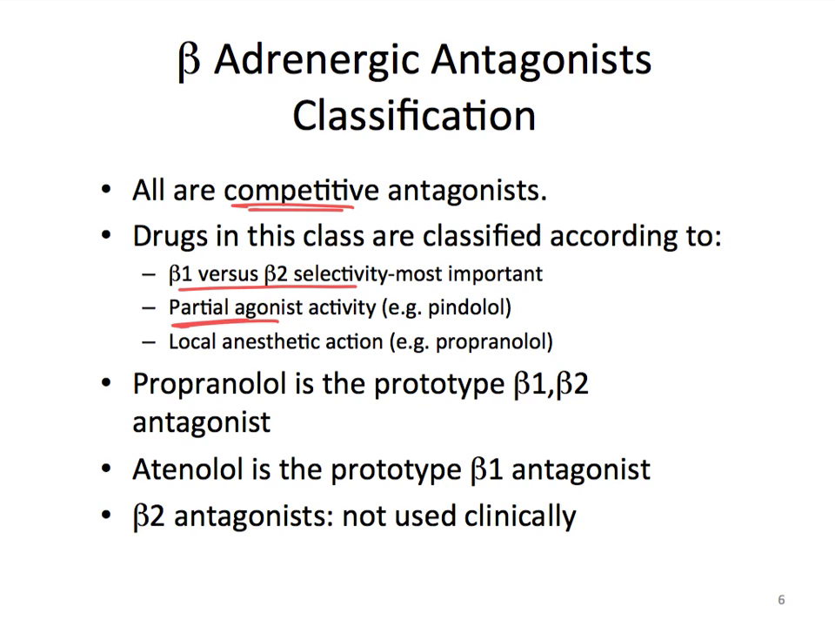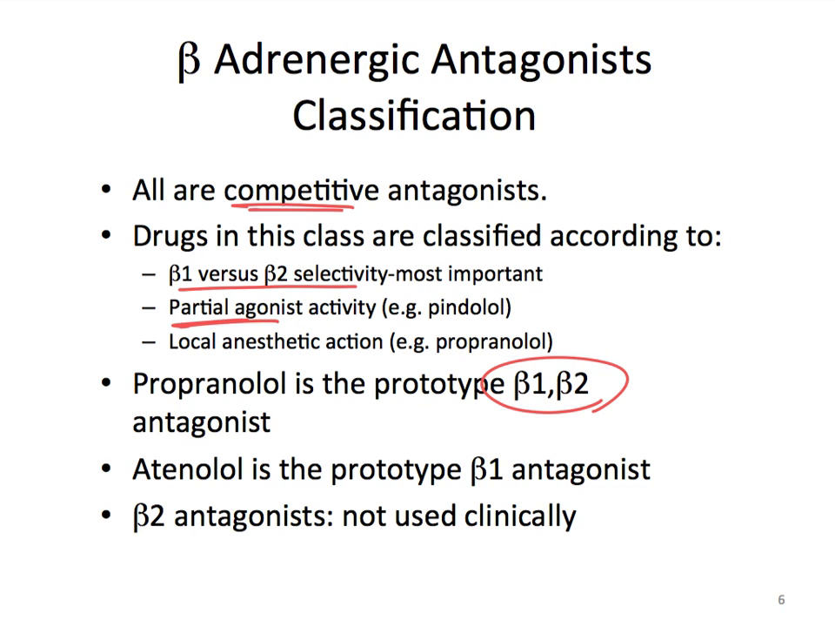An example is pindolol. And then some also have a local anesthetic action, a general effect on membranes, and the example there is propranolol. Propranolol is a prototypic non-specific beta antagonist, and I usually write out all the receptors that are being affected. I don't like just using non-specific because you don't keep track of the receptors, and this is a good way to do that.